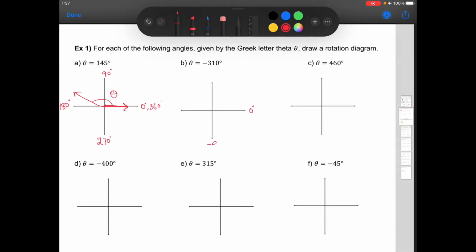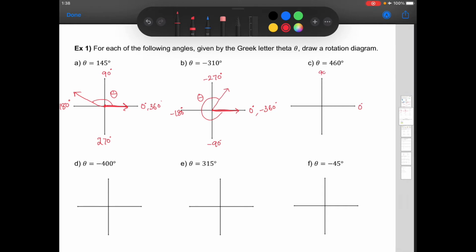Negative 310. So I'm going to mark my angles negative. That means I'm going in the clockwise direction. So 0, negative 90, negative 180, negative 270, and that's negative 360. So where is negative 310 going to be? It's going to be in the first quadrant. So my initial ray is still here, and my terminal ray is going to be in the first quadrant, but be very careful, right? This is negative 310. That is marked by theta. That's my angle theta.